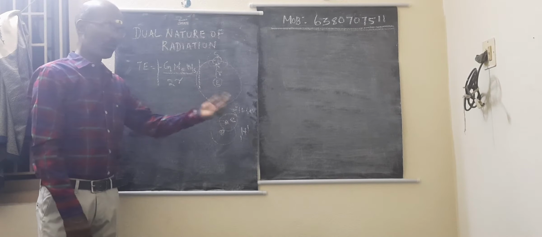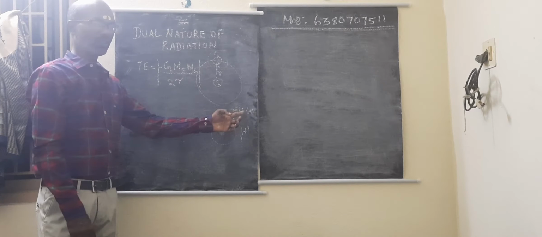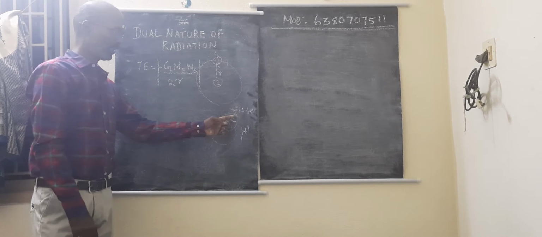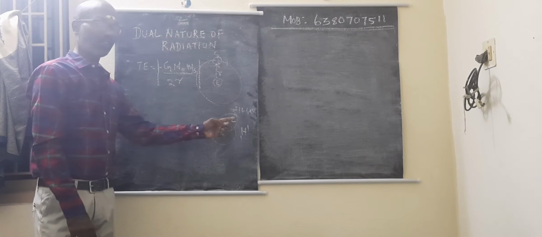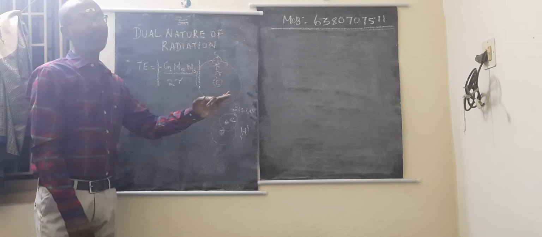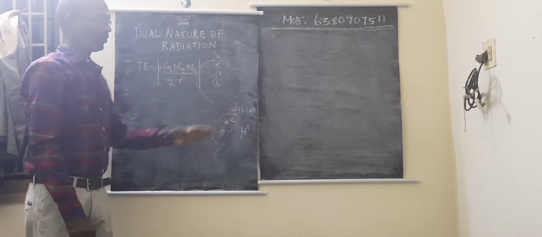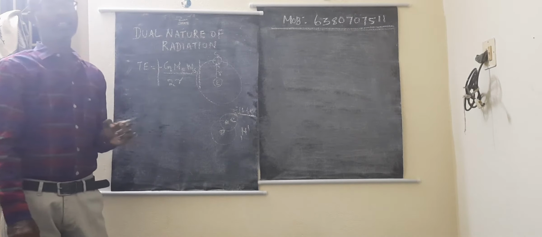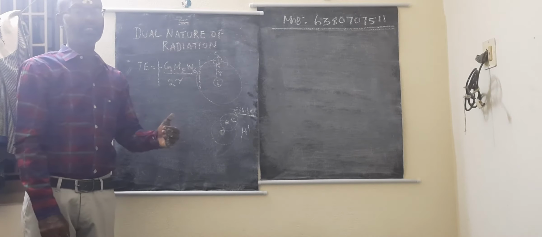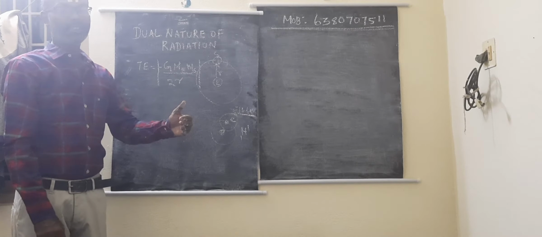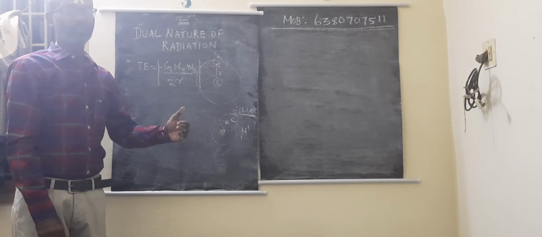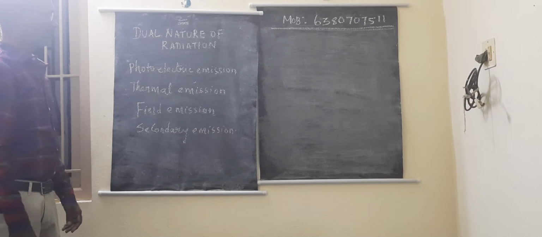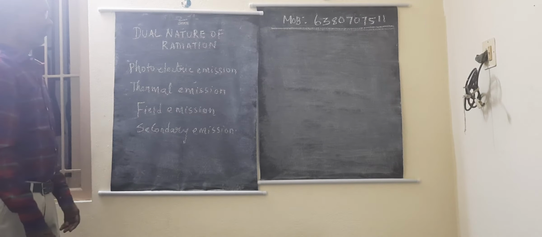If we supply more than 13.6 electron volt, say 15 electron volt, we can remove the electron, and the electron will also gain a maximum kinetic energy. So this energy is called threshold energy, and the frequency in that energy relation is called threshold frequency. So today we will see different types of emission.